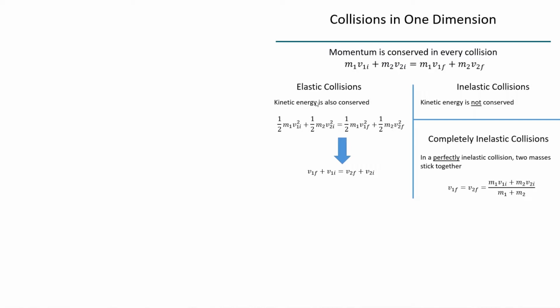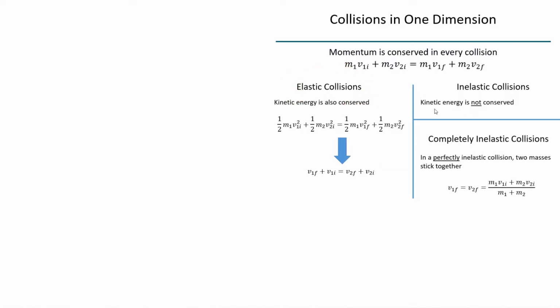Okay, we're going to break collisions up into three types. There are elastic collisions. And in an elastic collision, kinetic energy is also conserved. So the kinetic energy of particle 1 plus the kinetic energy of particle 2, that is the total kinetic energy of the system, is the same initially as it is finally. It is the same before the collision as it is after the collision. So this is a special case, and most collisions are actually not elastic. It's kind of hard to make an elastic collision.